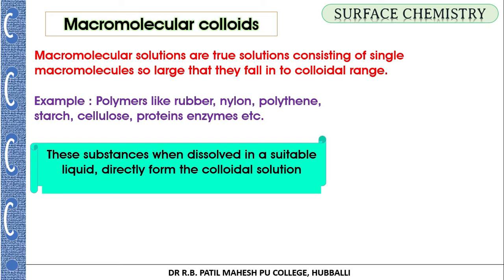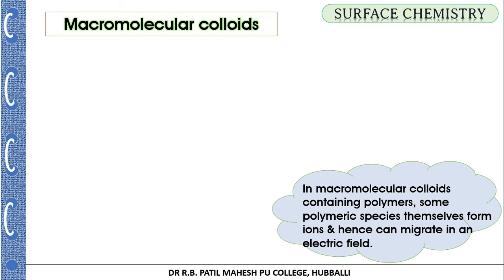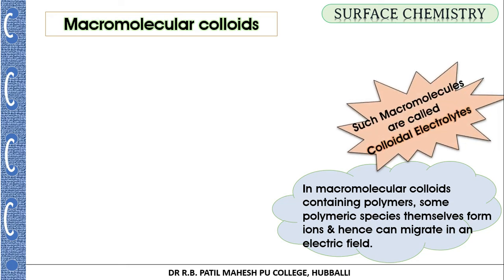These substances, when dissolved in a suitable solvent, directly form a colloidal solution. Such macromolecules are also called electrolytes, students. In macromolecular colloids containing polymers, some polymeric species themselves form ions, hence they can migrate in an electric field also. That means these macromolecular colloids are charged in nature and under the influence of an electric field they can move either towards the cathode or anode. And as I already told, these macromolecular colloids are also called colloidal electrolytes.